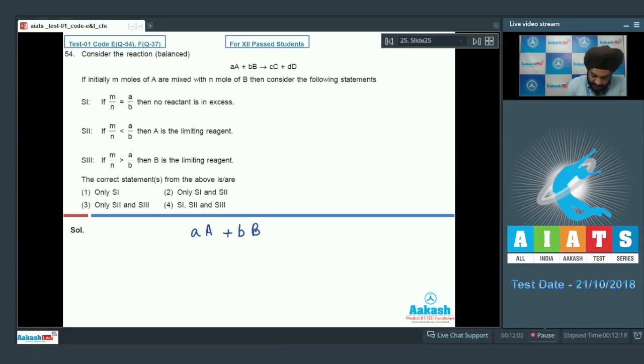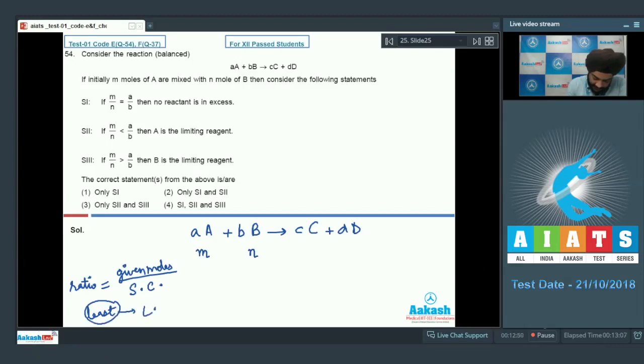aA plus bB giving us cC plus dD. So we have been given m moles of A and n moles of B. So students, we know that in order to find out the limiting reagent, we have to find out the ratio which is given by the given moles upon the stoichiometric coefficient. And whichever species has the least value for this ratio, it will be the limiting reagent. So the given moles is m and the stoichiometric coefficient is a, so m by a, and here we'll have n by b.